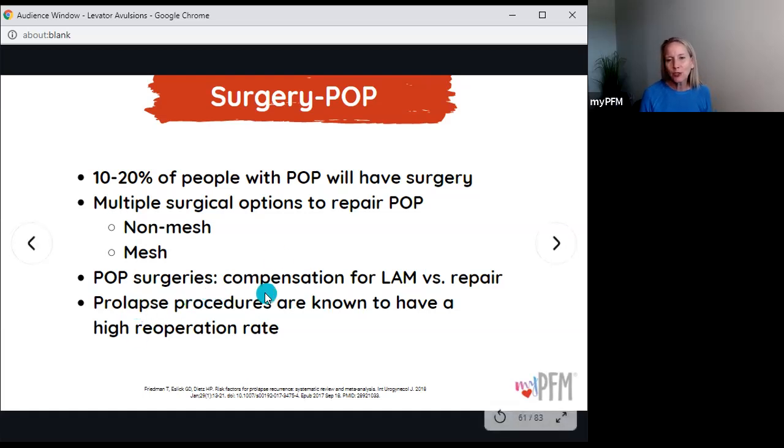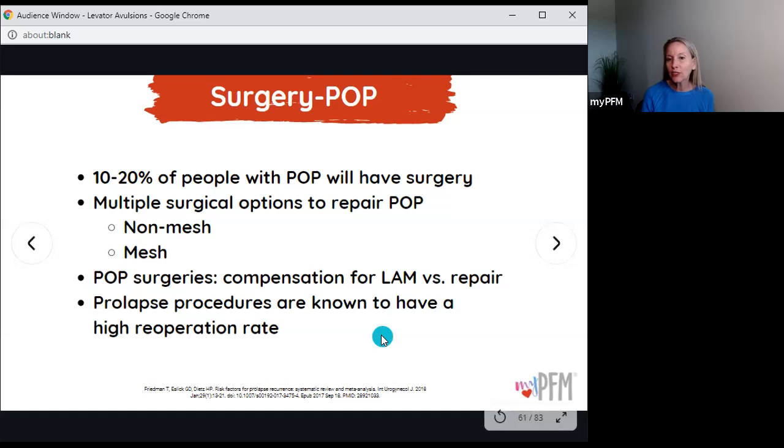Pelvic organ prolapse surgeries, I think it's important to understand that it's compensating for levator ani muscle avulsion versus repairing the avulsion. And we're going to talk about repair surgery in a little bit, but the pelvic organ prolapse surgery is helping to lift that organ and helping to provide more structural support there. It's not repairing the levator ani muscle, right?